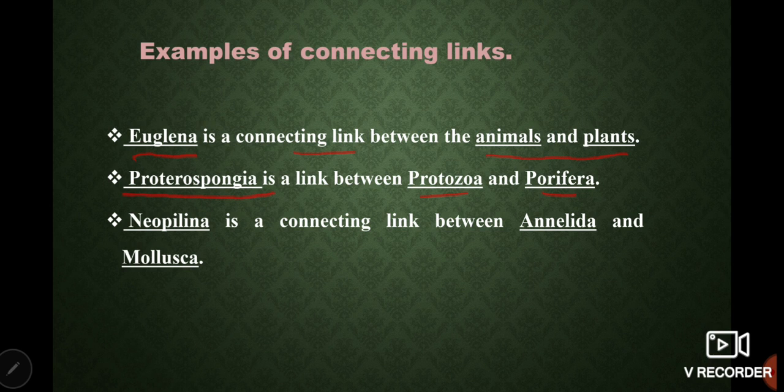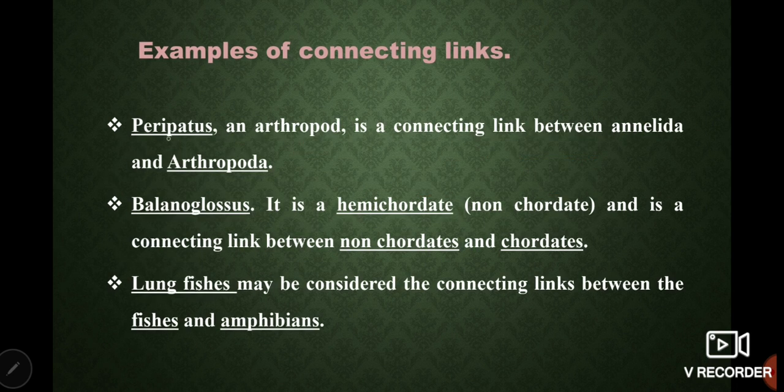Then we have one more example, that is Neopilina. Neopilina is a connecting link between Annelida and Mollusca. It has characters of both Annelida and Mollusca. After that, we have one more example, that is Peripatus. You have to remember all these examples. Peripatus is an arthropod, and it's a connecting link between Annelida and Arthropoda. So it has characters of both Annelida and Arthropoda.